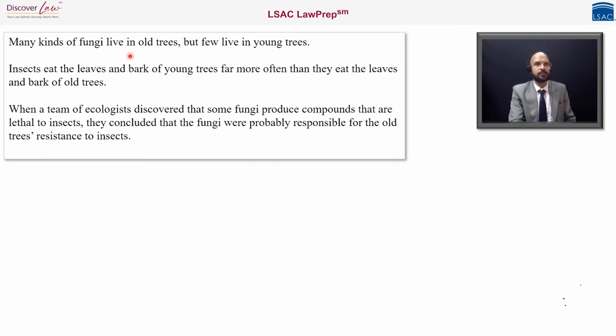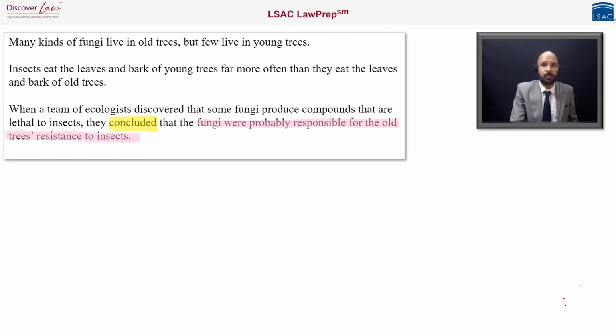Okay, let's read the argument together. It says, many kinds of fungi live in old trees, but few live in young trees. Insects eat leaves and bark of young trees far more often than they eat the leaves and bark of old trees. When a team of ecologists discovered that some fungi produce compounds that are lethal to insects, they concluded, you found your conclusion here, that the fungi were probably responsible for the old trees' resistance to the insects.